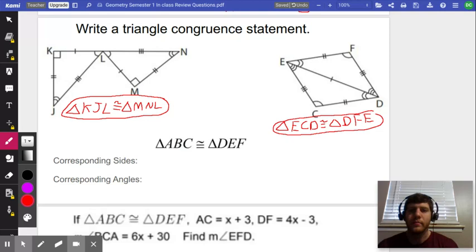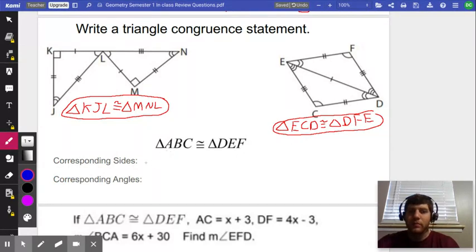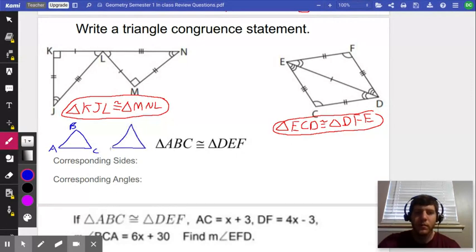All right, the next one here, let's do it in a different color. So for this one, we can do this without drawing it if we want, but if we wanted to draw it out, we certainly could. So actually, let's probably draw them out. So A, B, C. And then A matches up with D, E, and then F.